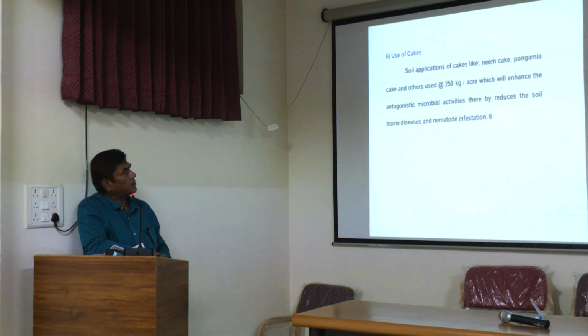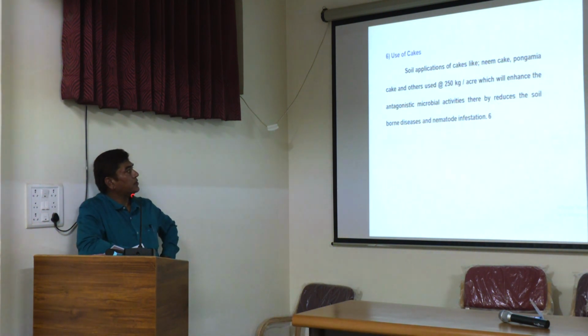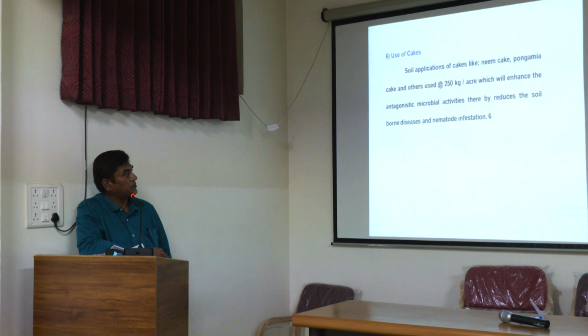As you know, use of cakes like neem cake, pongamia cake and other cakes, 250 kg per acre, will enhance the antagonistic microbial activity, thereby reducing the soil-borne disease and also nematode infestation.